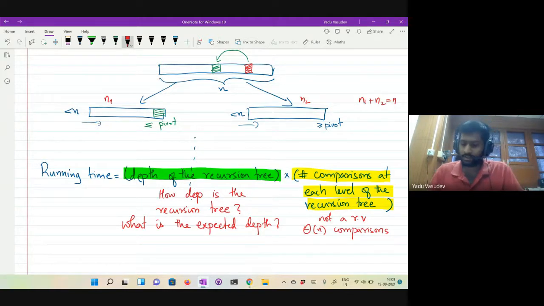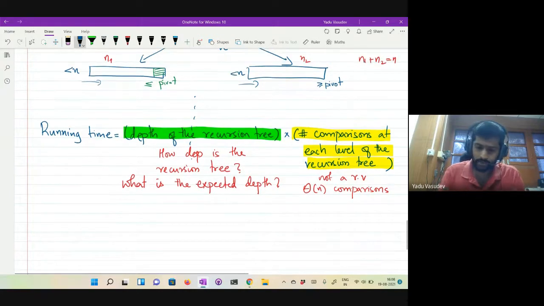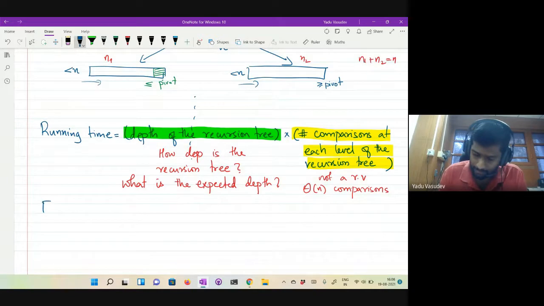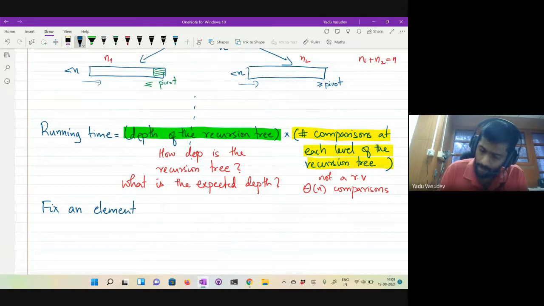Let's try to do this. Okay, so for now, let's fix an element A in the array.